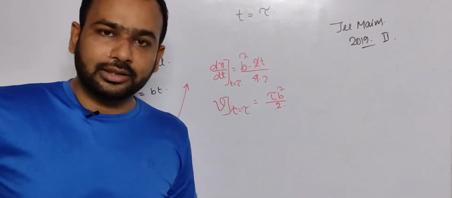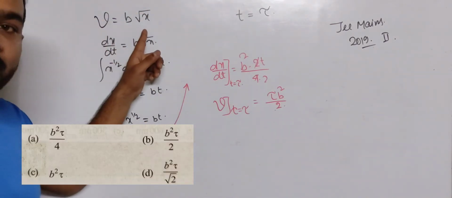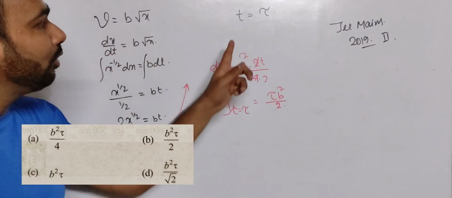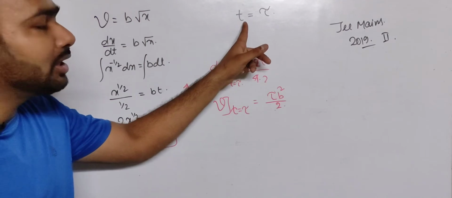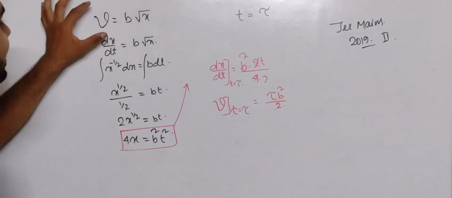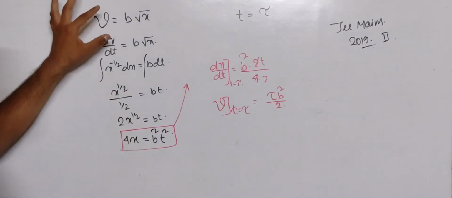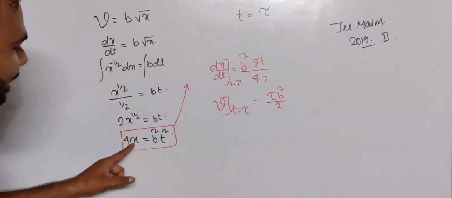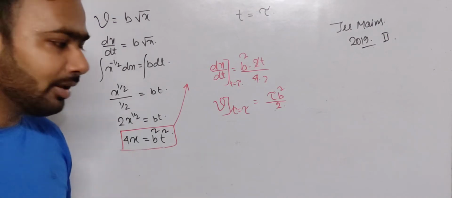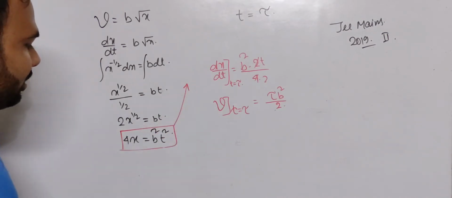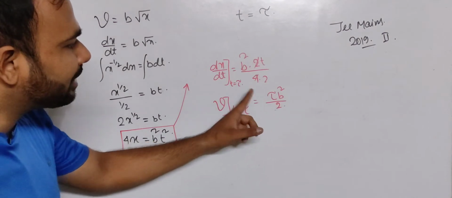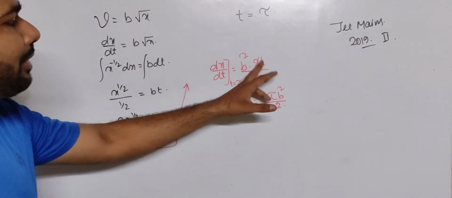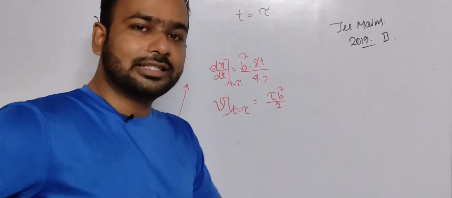What we have done over here: the expression of v is b root x, that means velocity depends on displacement, but we have information related to time. We try to convert the expression of velocity in terms of time. So first we convert the expression of displacement in terms of time. After that we differentiate this expression, we get the velocity in terms of time, and we simply put the value of time, that is tau, in place of time, and option number B is our correct answer.